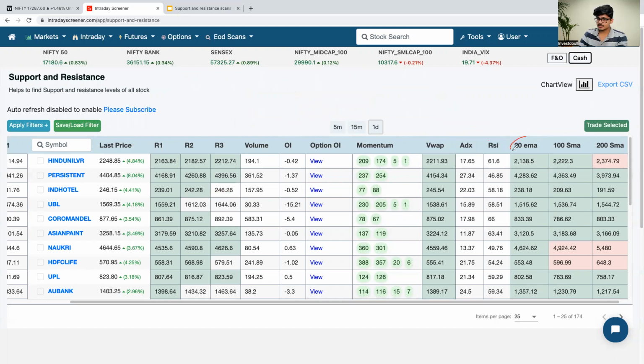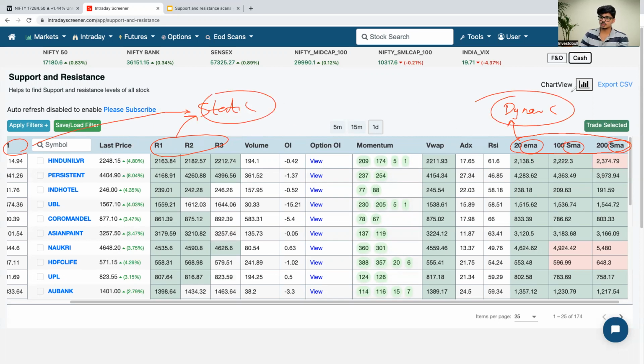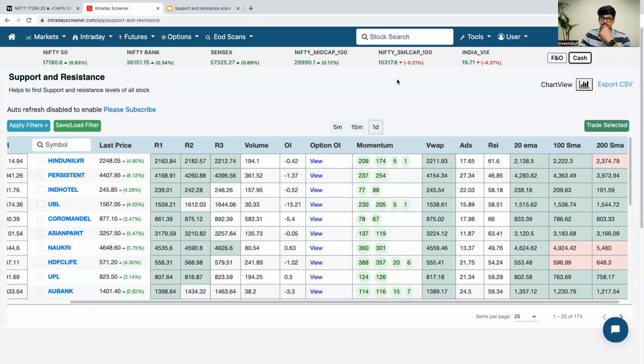Here you can see the moving averages that we have discussed earlier: exponential moving averages and simple moving averages. These are the levels which we call dynamic levels. It could be support or resistance, which we have discussed earlier. R1, R2, R3 and S1, S2, S3 are referred to as static levels. I hope you have understood the difference between static and dynamic levels. It would work both as a support and resistance level.